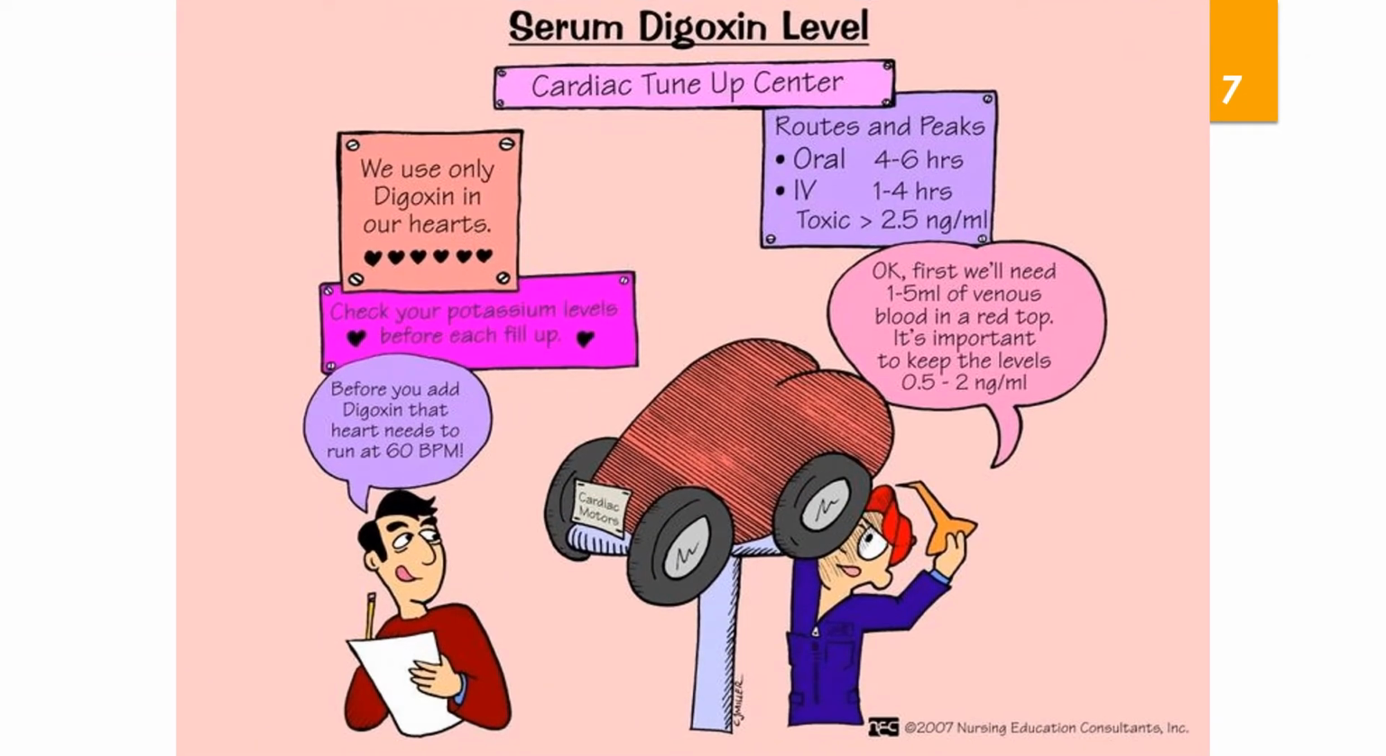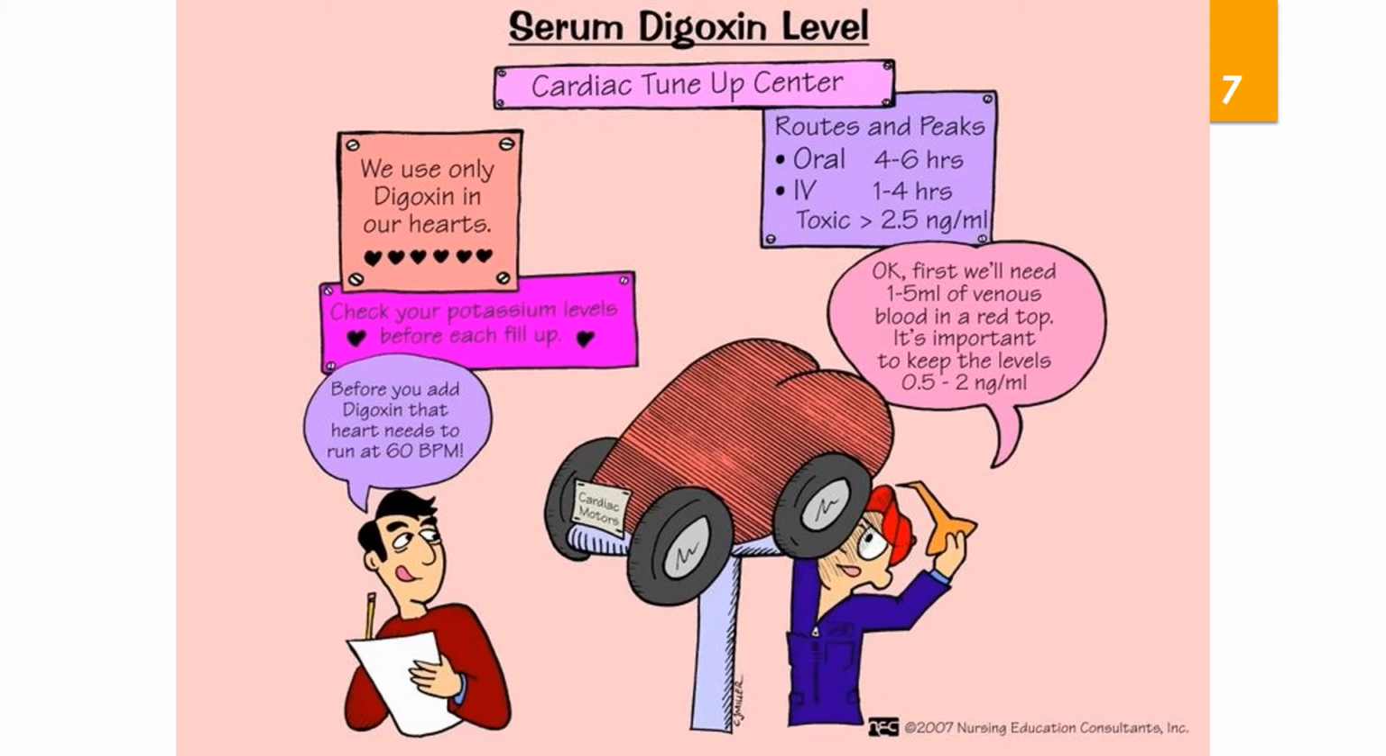The routes and the peaks: the routes are oral and intravenous. The time to reach steady concentration at its peak from the oral route is 4 to 6 hours, and from the intravenous route is 1 to 4 hours. The toxic level of digoxin is greater than 2.5 nanogram per ml. First, we need 1 to 5 ml of venous blood in a red top tube. It's important to keep the levels between 0.5 and 2 nanogram per ml, because above 2.5 nanogram per ml is a toxic concentration of digitalis.